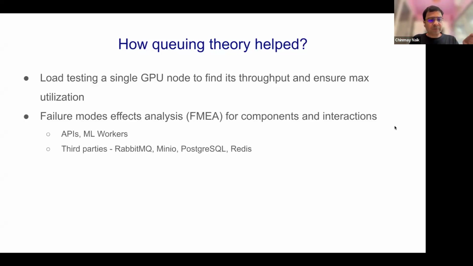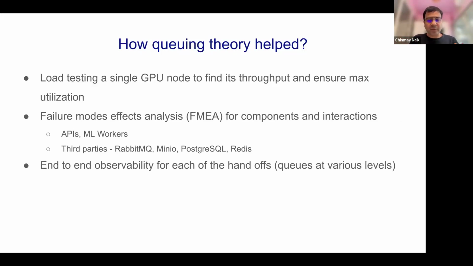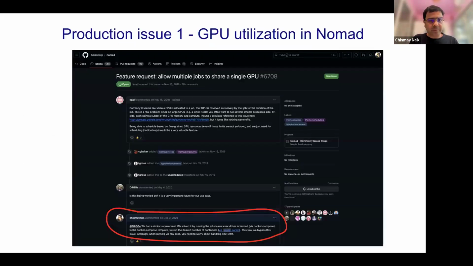This is a separate part, I'll skip this. We also did a bunch of failure mode analysis, saying if any of these parts fail, what happens to the rest of the ecosystem and whatnot. And end-to-end observability, that's separate. The autoscaler is again separate. First, I want to talk about this issue that we ran into.